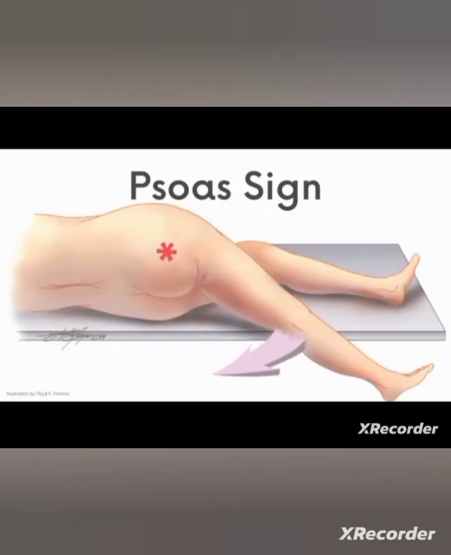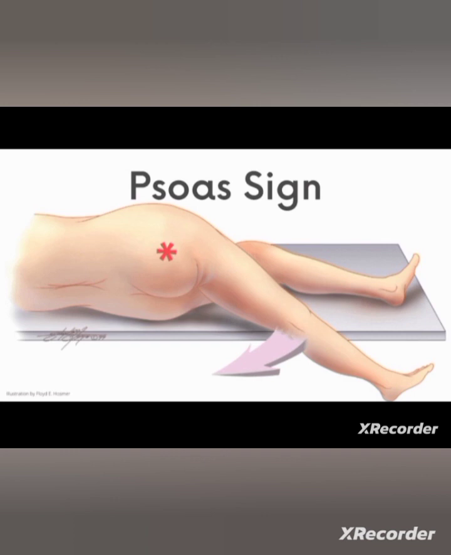Next is the psoas sign. Here the patient lies on the left side. The examiner extends the patient's right thigh. Pain is elicited on passive extension of the right thigh. That is known as the psoas sign. So the psoas sign is when the patient lies on the left side and the examiner extends the patient's right thigh. This extension causes pain to the patient.